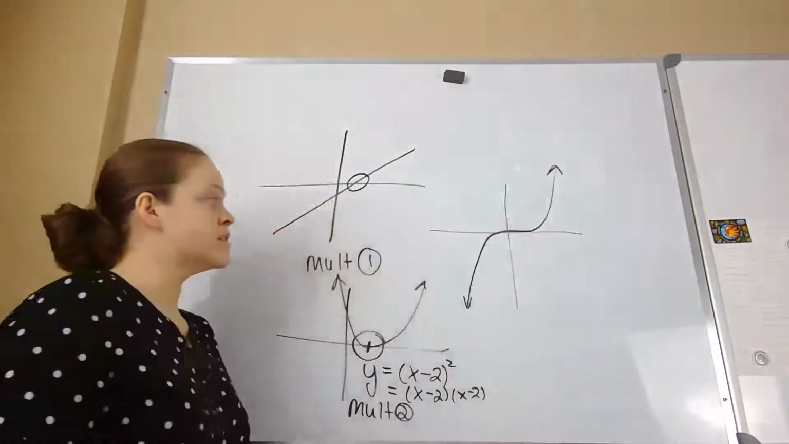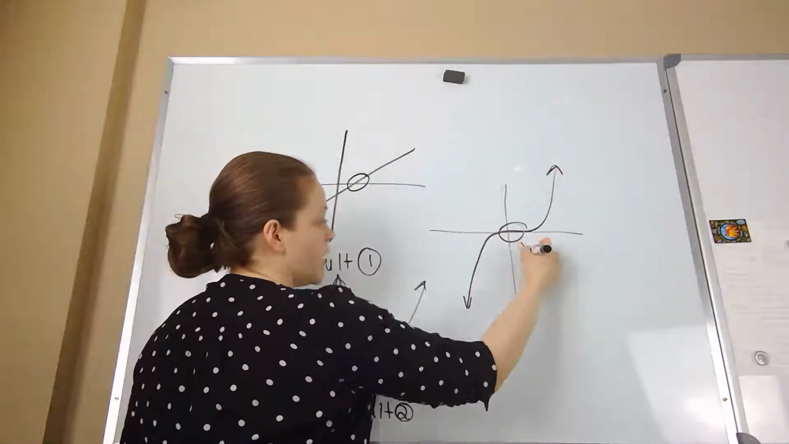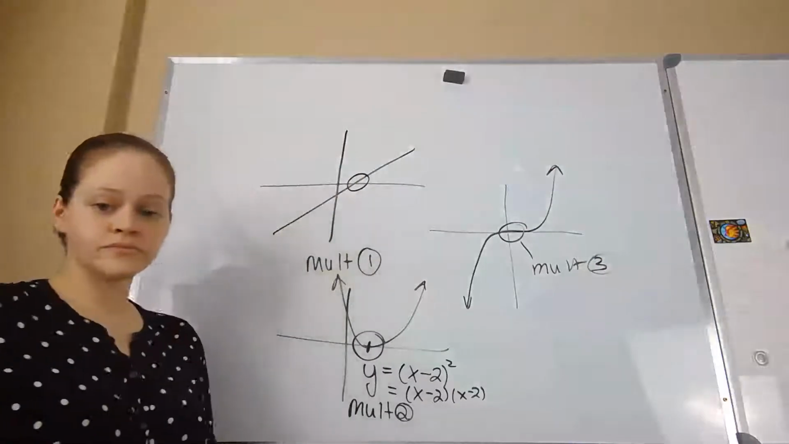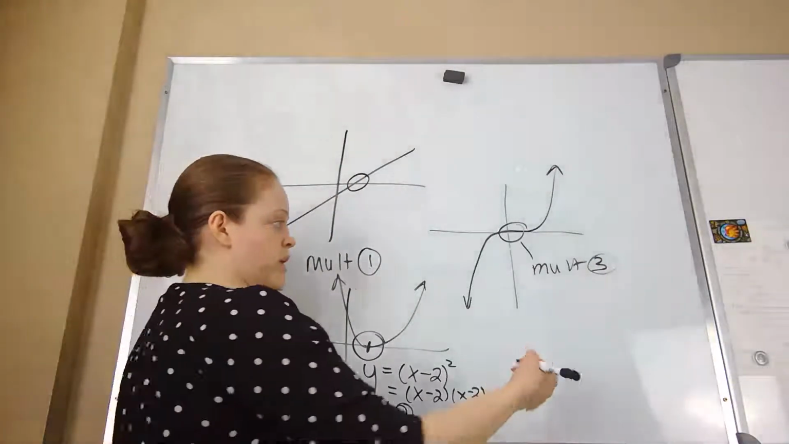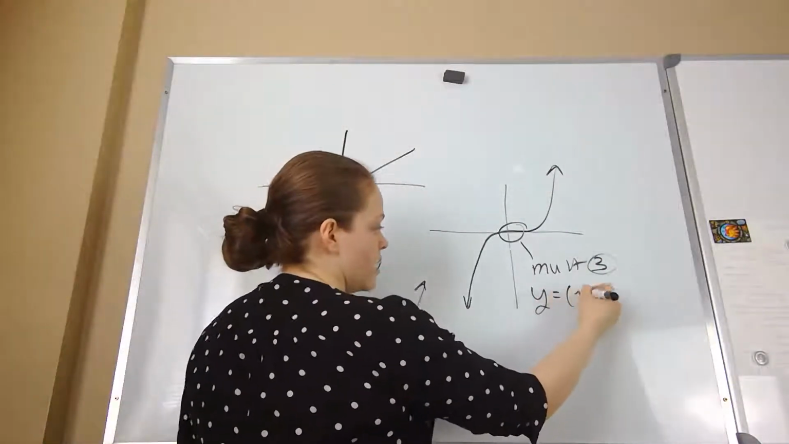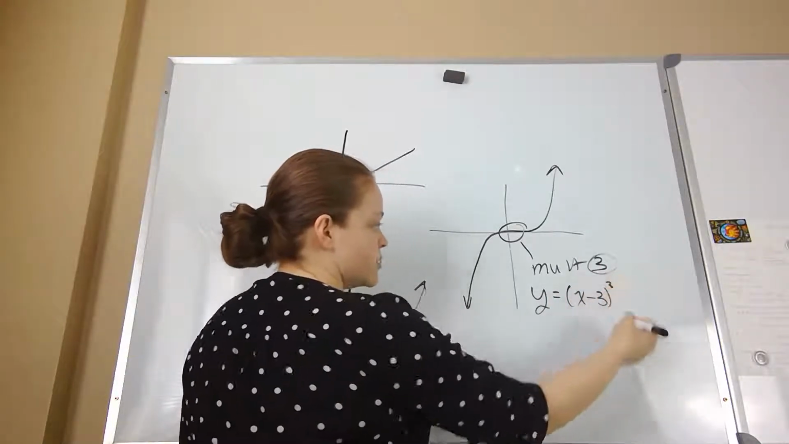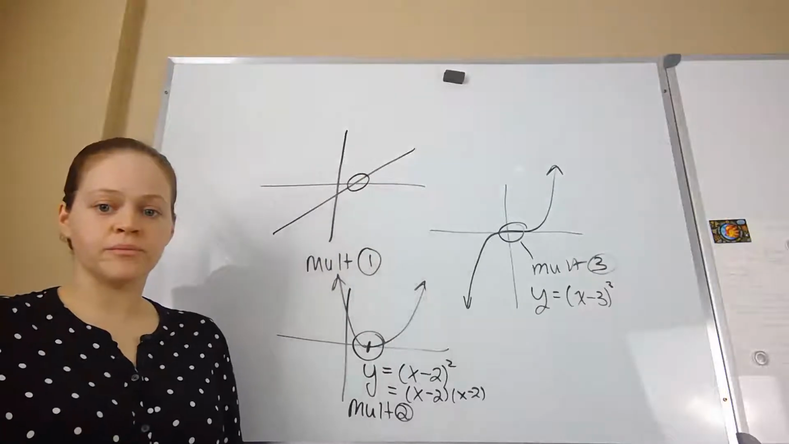Something like this. So here, you would have a multiplicity of 3. Okay? So making up an equation, maybe we have x minus 3, I don't know, cubed, right? So it has a multiplicity of 3.